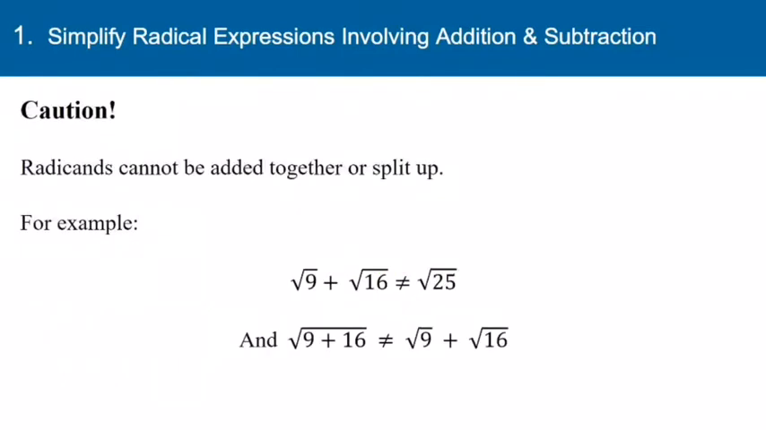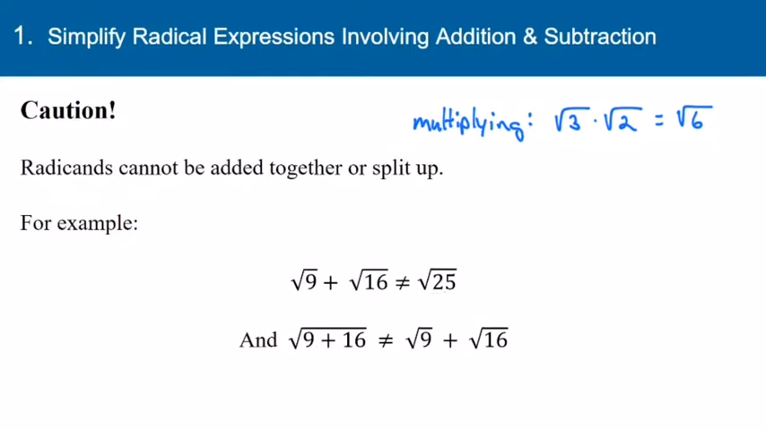Now I need you to notice how adding and subtracting is different from multiplying. When we're multiplying radicals, we can write things like this. We can say square root of 3 times square root of 2 is square root of 6 because we just multiply together what's under both radicals. But addition and subtraction do not work that way.